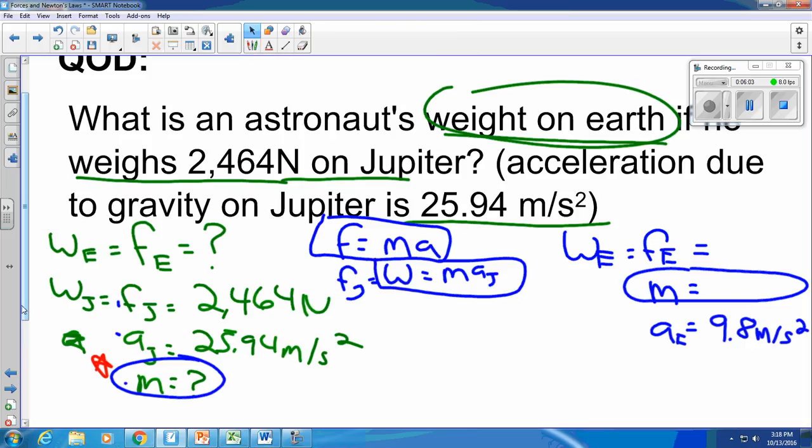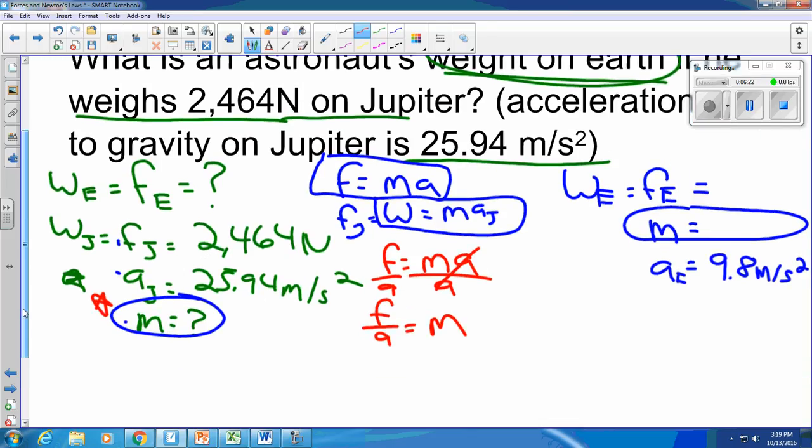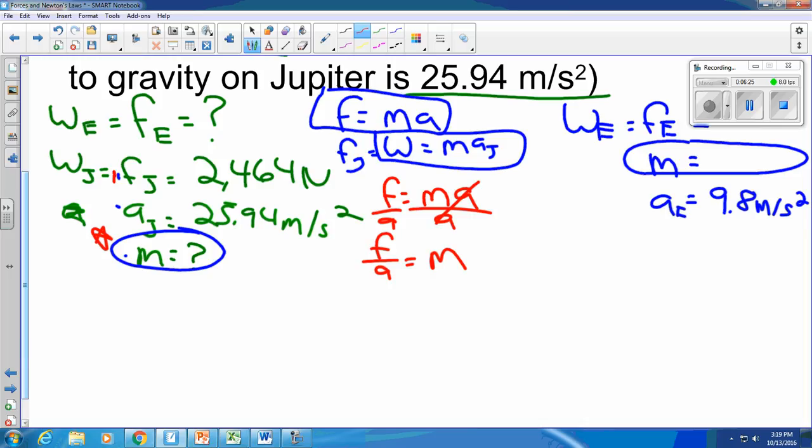So I know, if I look at that, it's a plug-and-chug problem again. I know that my force is a mass times an acceleration. Well, I want my mass all by itself. So I'm going to divide by my acceleration. And I am left with force divided by acceleration equals my mass. Well, if I look here, do I know my force? Yup, on Jupiter I do. Do I know my acceleration on Jupiter? Yup, I do. Therefore, I can find my mass, which doesn't care if I'm on Jupiter. So let's do that. It's a plug-and-chug problem.